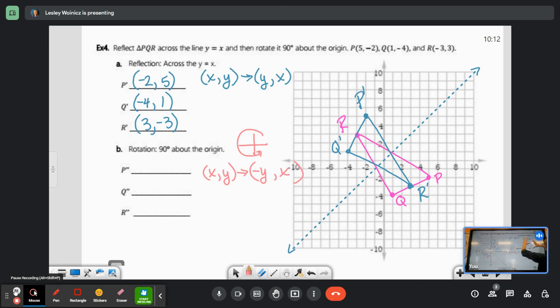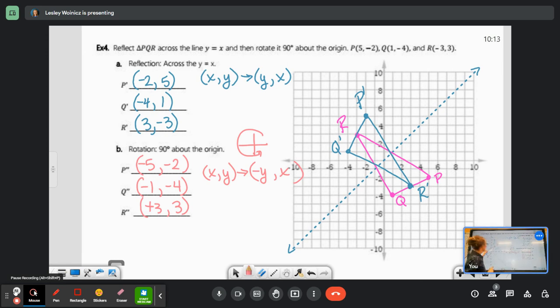So we're taking all of these points and applying that rule to them. I'm going to switch the spots of the 5 and the -2, and then I'm going to change that sign. So 1, -4, change the sign on the 1 to a -1. -3, 3, change the negative to a positive on the first 3.